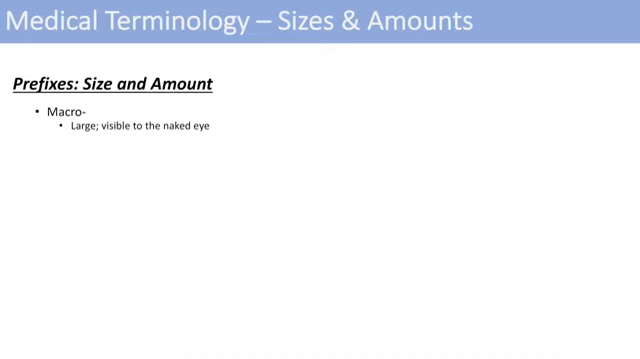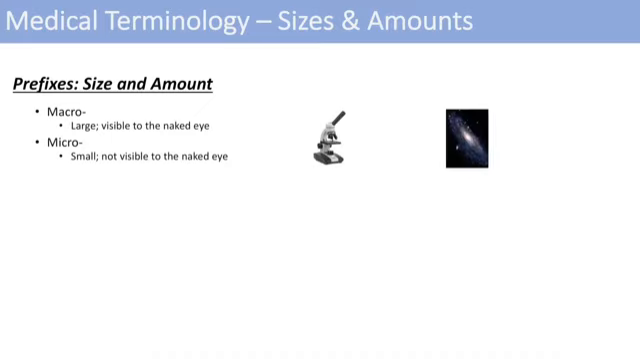Macro just means large, and it typically is used in the context that it is visible to the naked eye. So you might have heard of macroscopic, macroeconomy. And the opposite of that is micro, which just means small, or not visible to the naked eye. The way I like to remember this is to think of a microscope. Some things in the world are microscopic, and other things, like our galaxies and our observable universe, are macroscopic.